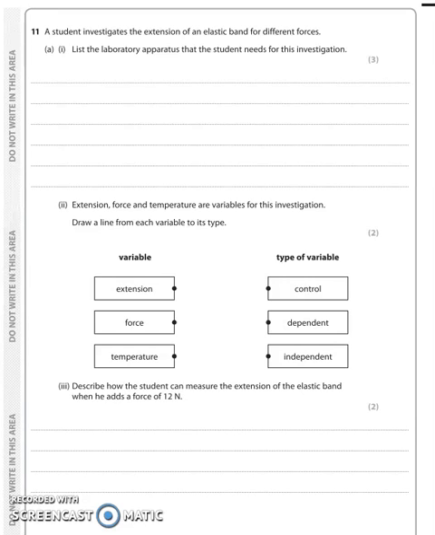This is January 2016, paper 1. This is question 11. A student investigates the extension of an elastic band for different forces. What equipment would we need for this investigation?